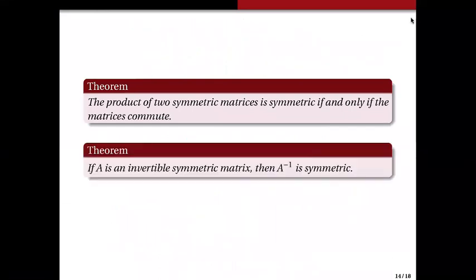Next theorem. If A is an invertible symmetric matrix, then A inverse is also symmetric. Proof: we assume A to be an invertible symmetric matrix. So let A be an invertible symmetric matrix.